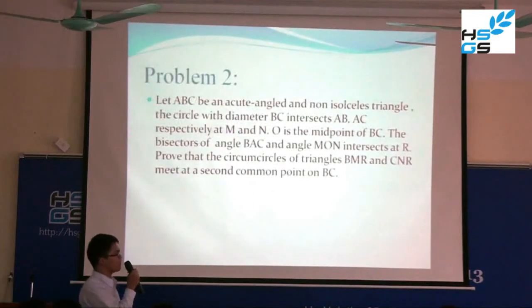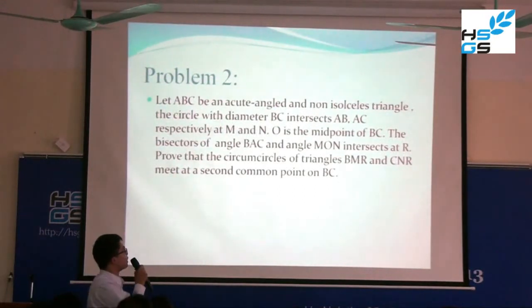And next, this is a simple but interesting problem. Let ABC be an acute, non-isosceles triangle. The circle with diameter BC intersects AB and AC at M and N respectively. O is the midpoint of BC. The bisector of angle BAC and the bisector of angle MON intersect at R. Prove that the circumcircles of triangles BMR and CNR meet at a single common point on BC.